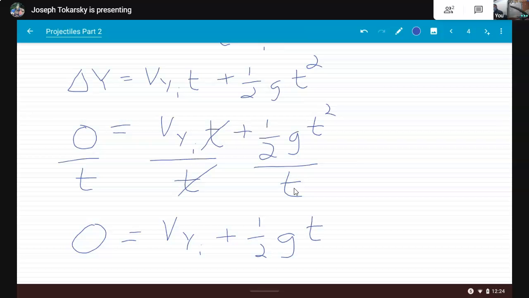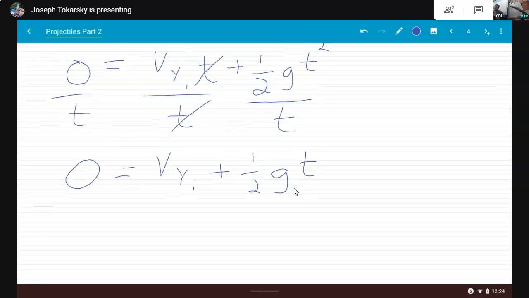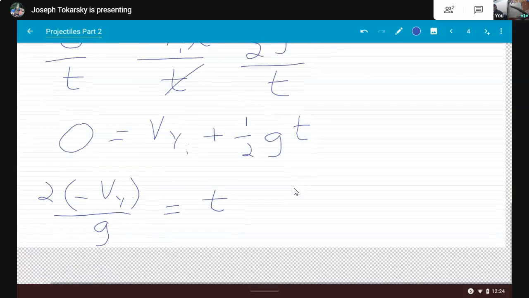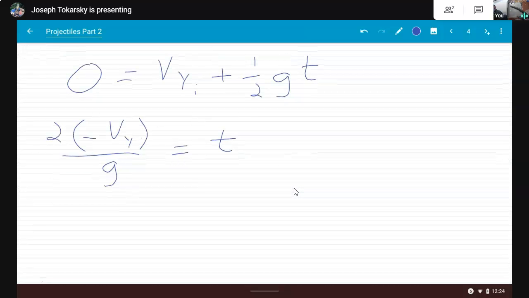Now we accomplished getting a t by itself, right? There's only a t to the first power. Now we just got to algebraically rearrange it. Everybody with me? So we would subtract Vyi to the other side, multiply by 2, and divide by g. If I subtract Vy initial to this side, then I still have the 1/2. So I multiply that times 2 and divide it by g. That's what the time will equal. So just be careful with the algebra. I'll just flip it around now.